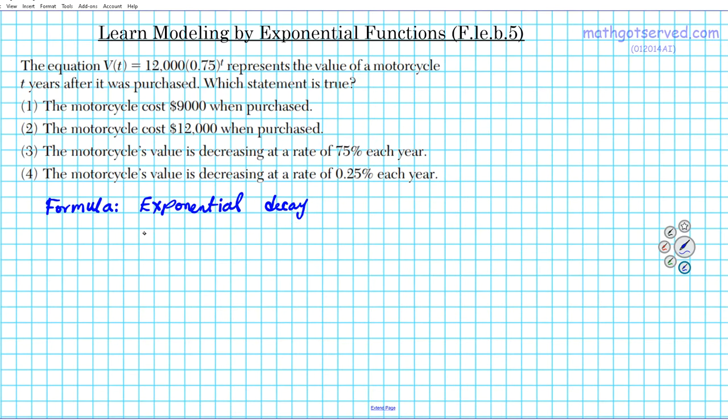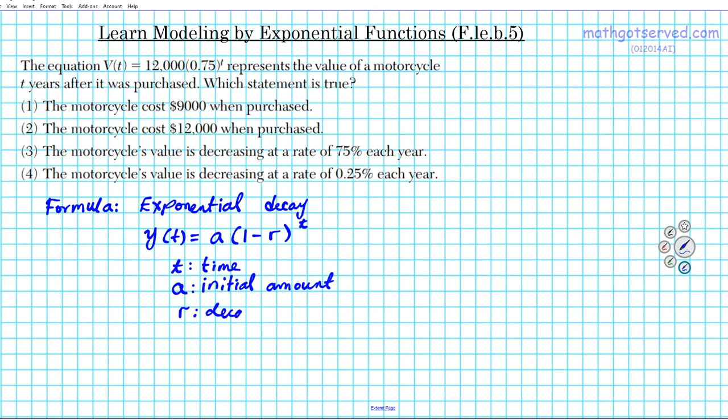All right, so the exponential decay model is given by y of t equals a times the quantity 1 minus r to the t. If we had the exponential growth model, this minus would be a plus. So what do the different parts represent? t is the time period that elapses. a is the initial amount or value. r is the decay rate.